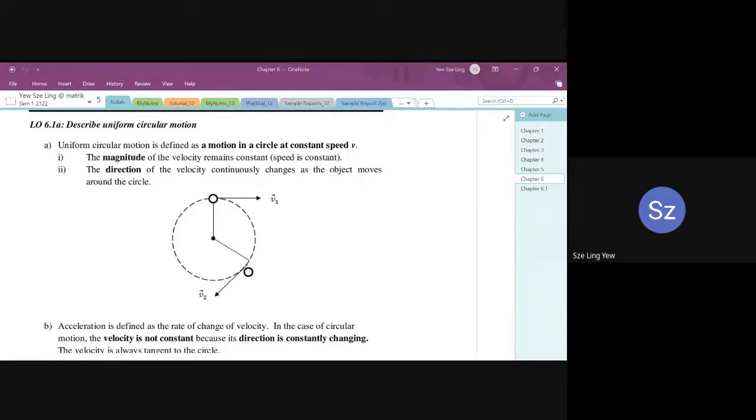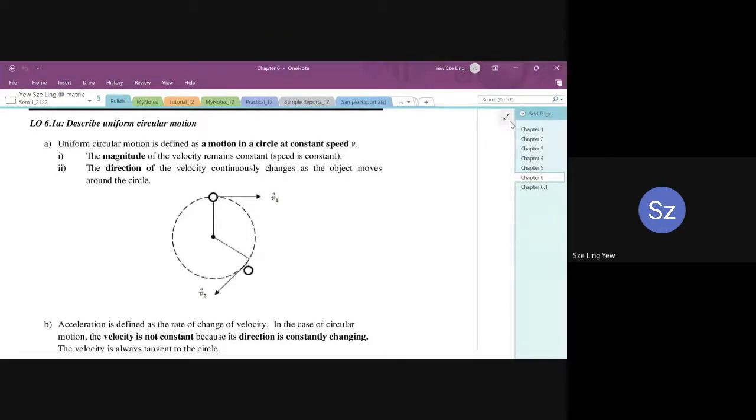Okay, so let us start the sections now. Today we're going to look at chapter 6. Chapter 6 is circular motions, and how are we going to solve the questions in chapter 6? Actually, it's very, very similar to chapter 4. We are going to apply Newton's second law in solving the questions here.